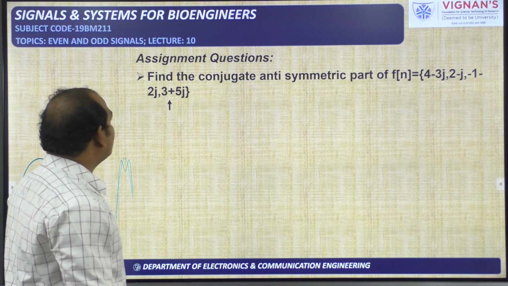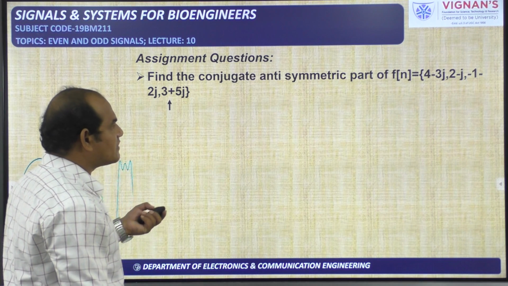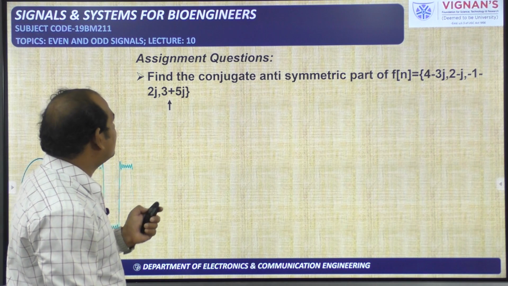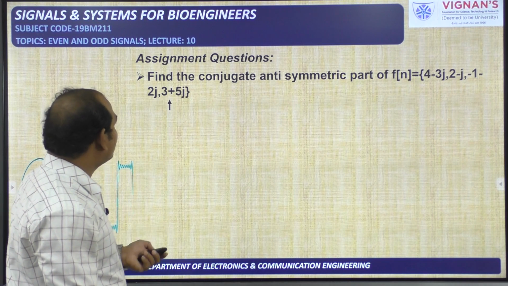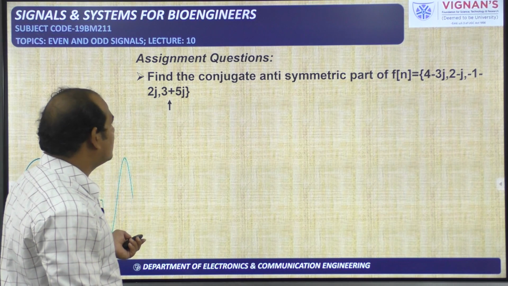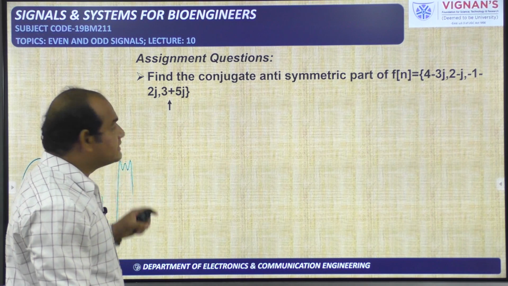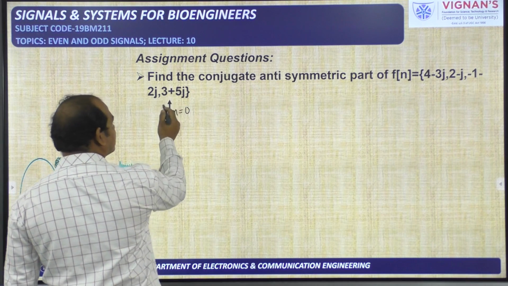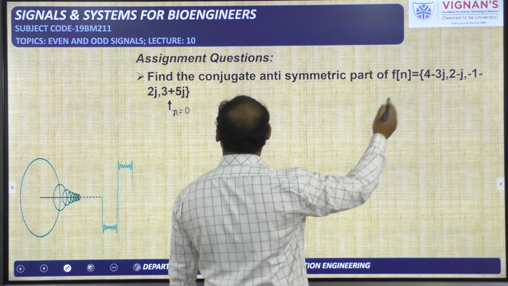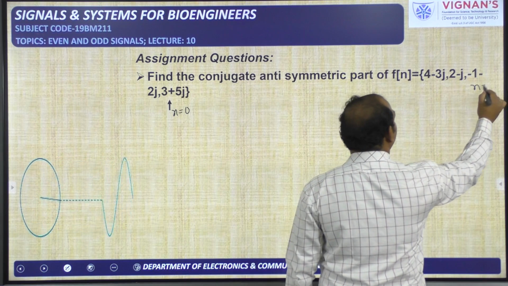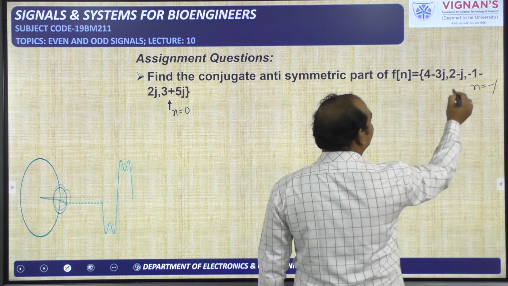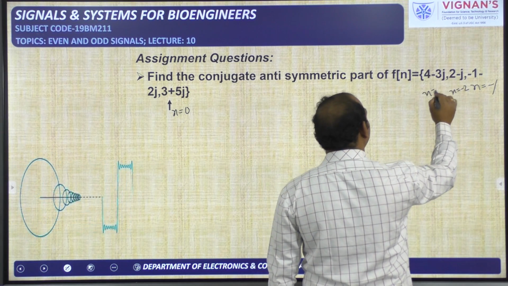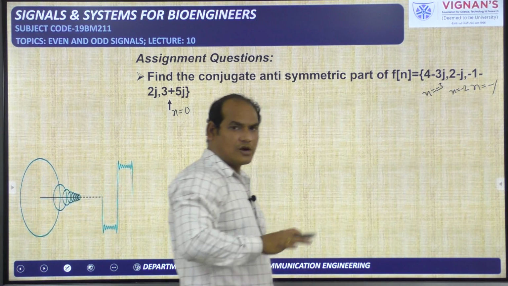Now another one. Find the conjugate antisymmetric part of f of n is equal to 4 minus 3j, comma 2 minus j, comma minus 1 minus 2j, 3 plus 5j. This is the assignment question, and here n is equal to 0 is available at this point. That means this sample minus 1 minus 2j is available at n is equal to minus 1, and 2 minus j is available at n is equal to minus 2, and 4 minus 3j is available at n is equal to minus 3. So carefully we have to perform.